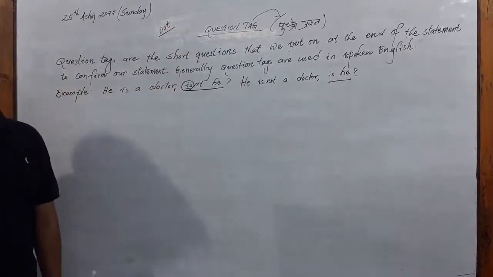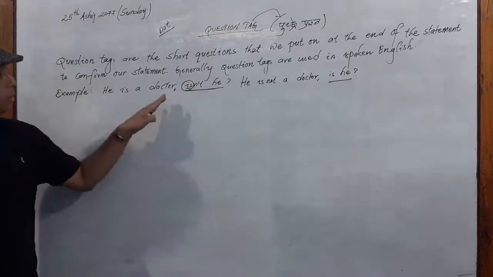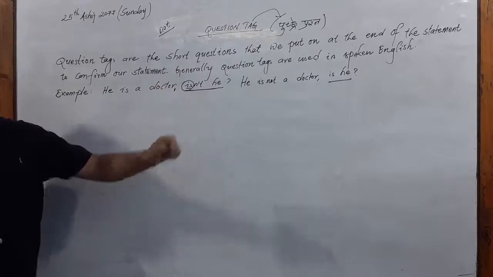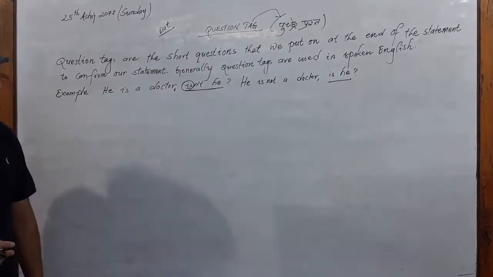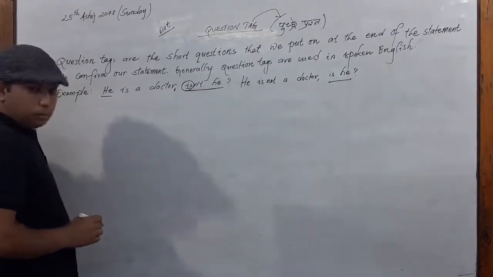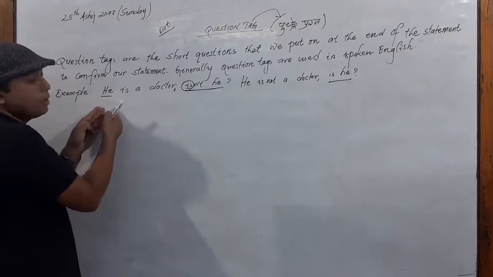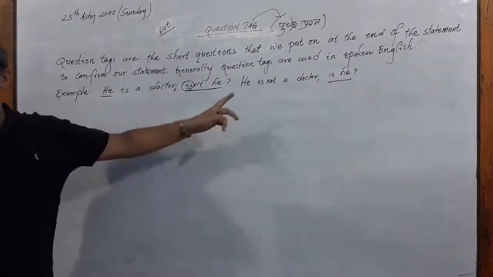And the contraction form of not is n apostrophe t. So you are not allowed to use is not here. You have to write isn't. And then here is a pronoun. If in place of he there is a name also, we have to write the pronoun here.